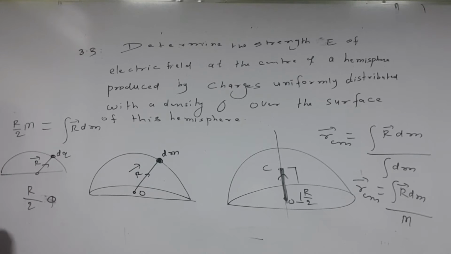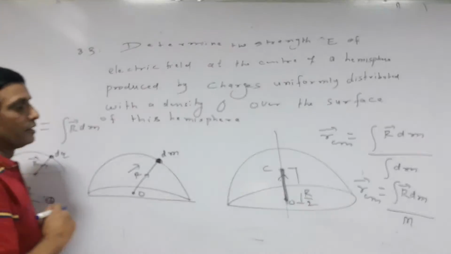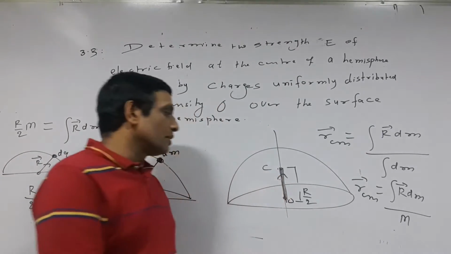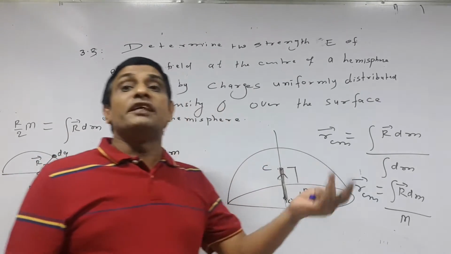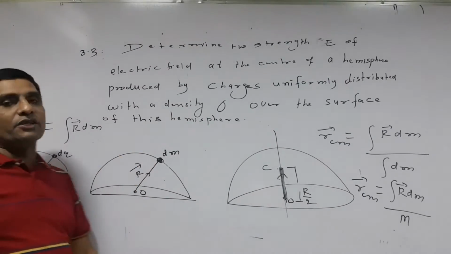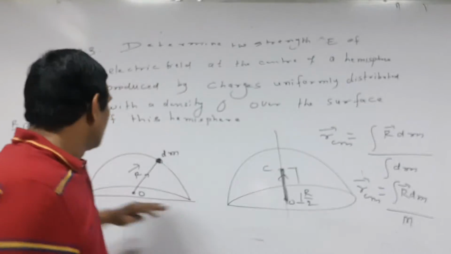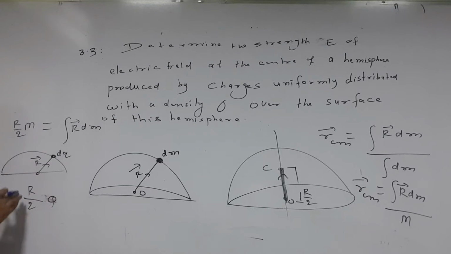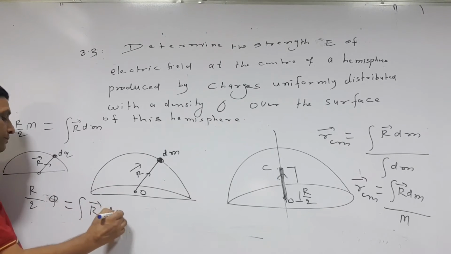But for applying this equation, the surface charge density should be constant, because this expression for center of mass is only valid when mass per unit area is constant. In similar fashion, if the charge per unit area on the surface of the hemisphere is constant, which is given in the problem, sigma is constant, then you can write R by 2 Q, the charge on the sphere, is equal to integration r dq.